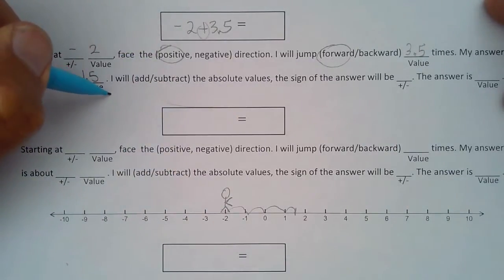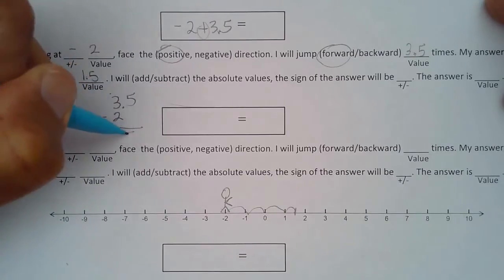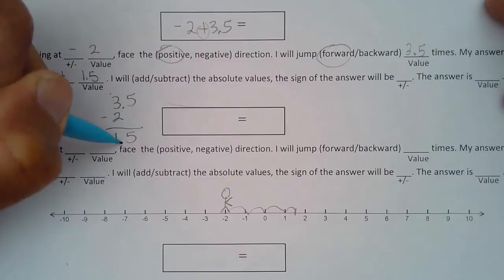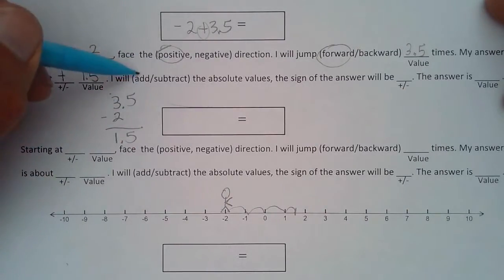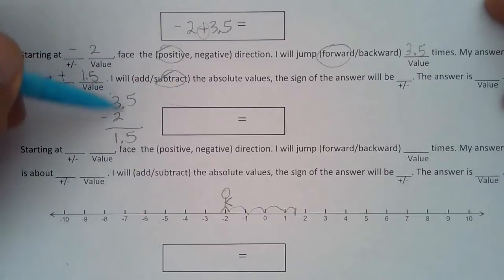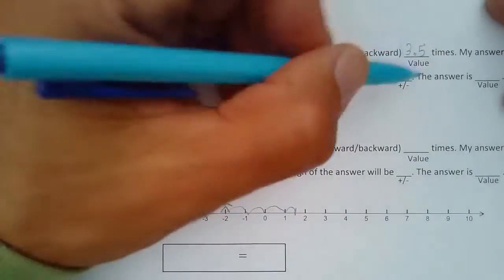The only way I'm going to get the 1.5 is if I have 3.5 minus 2. If I do this, I have 5, and 3 minus 2 is 1. There's my 1.5 right there. That is my answer. So I'm going to subtract the absolute values, and the sign will be, I can see it's just positive right there, positive 1.5.